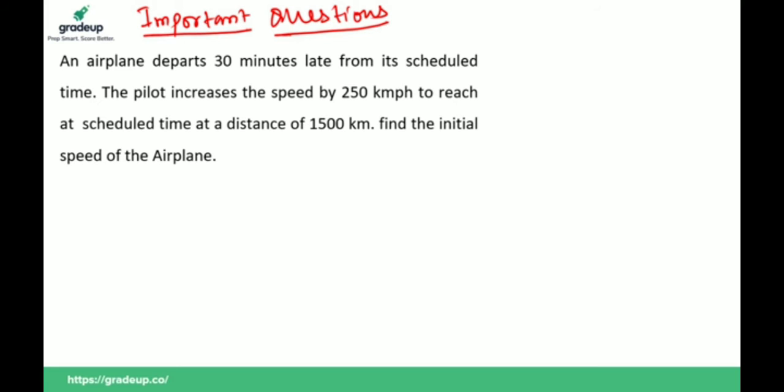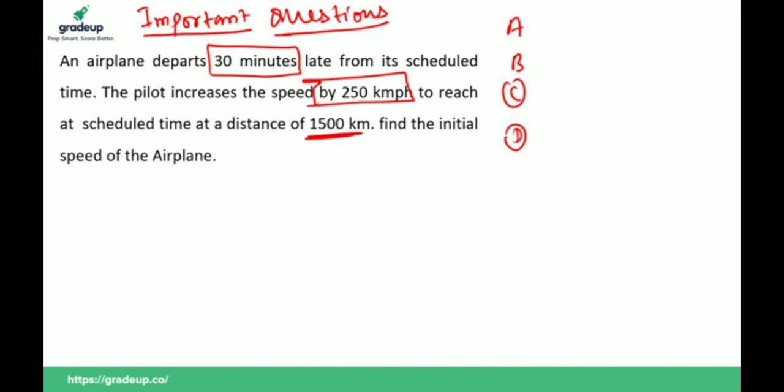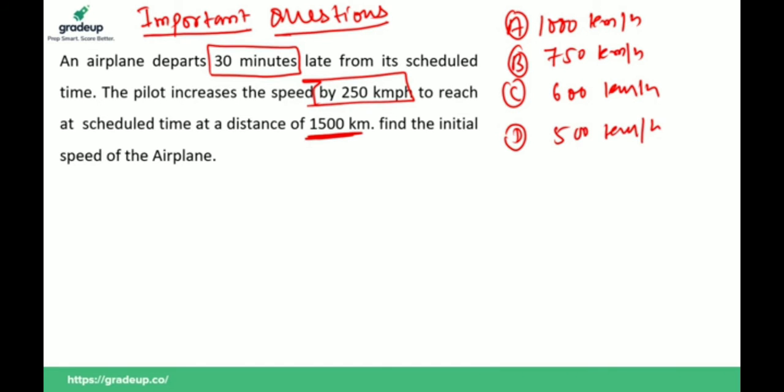Okay, guys, listen carefully. An airplane departs 30 minutes late from its scheduled time. The pilot increases the speed by 250 km per hour to reach at the scheduled time at a distance of 1500 km. Find the initial speed of the aeroplane. Okay, I am giving you the options also. Don't worry. 1000 km per hour, 750 km per hour, 600 km per hour, and 500 km per hour. These are the options. All right.